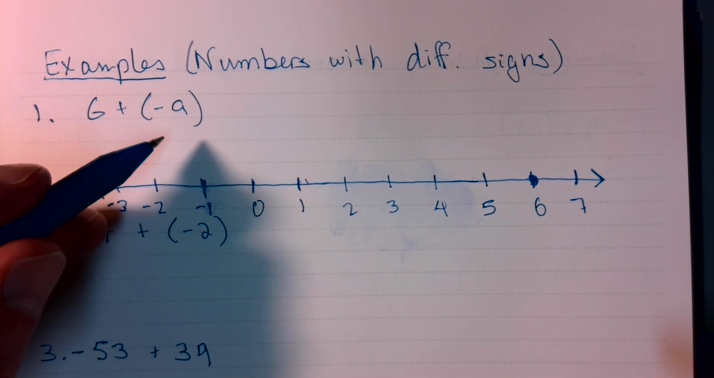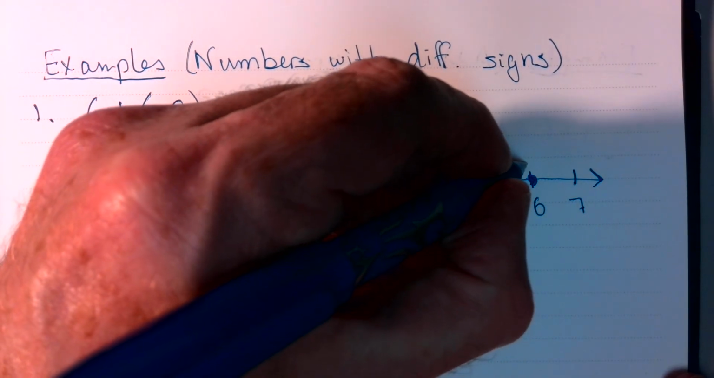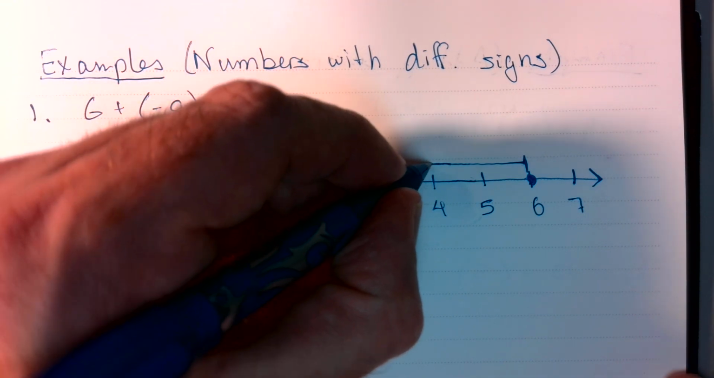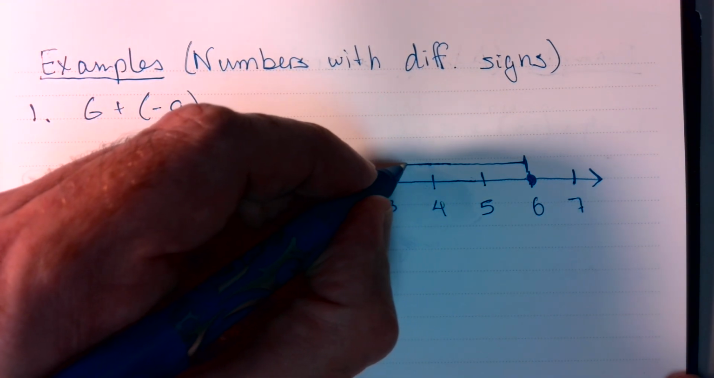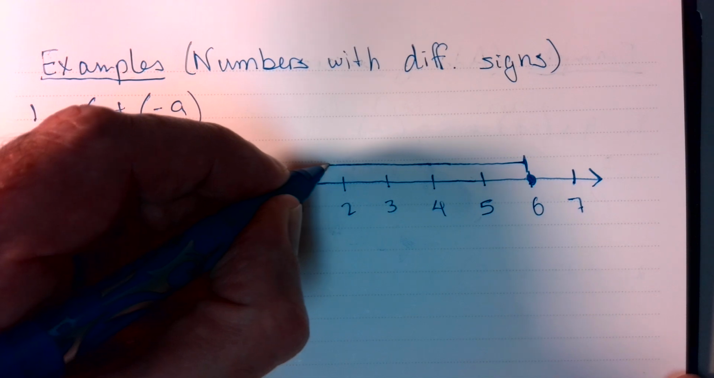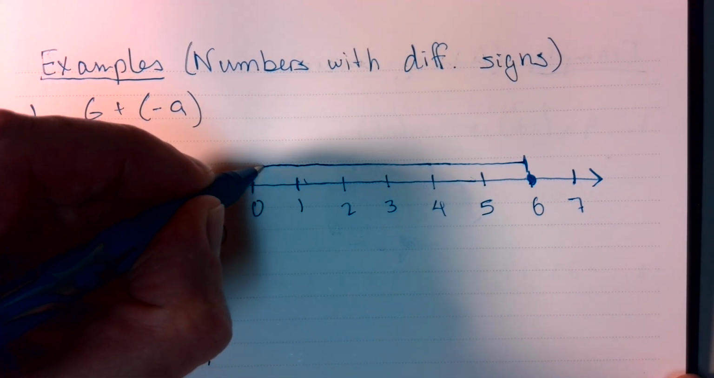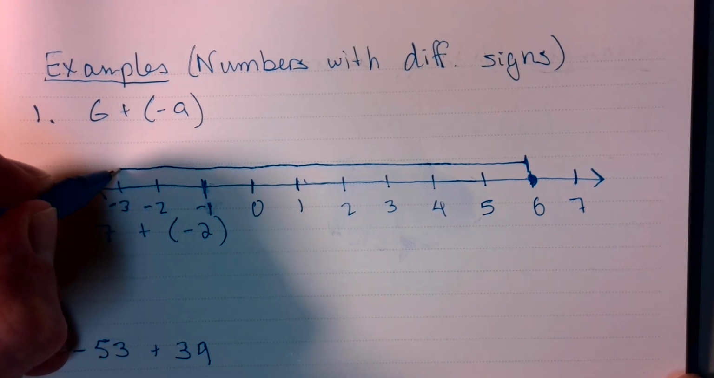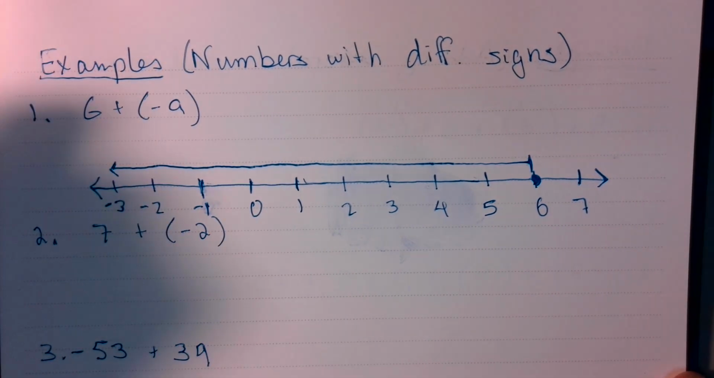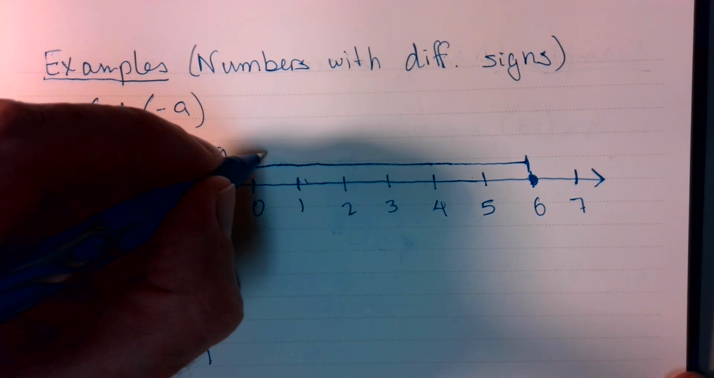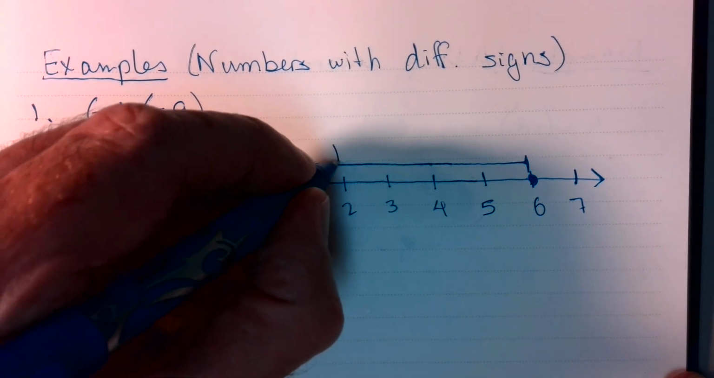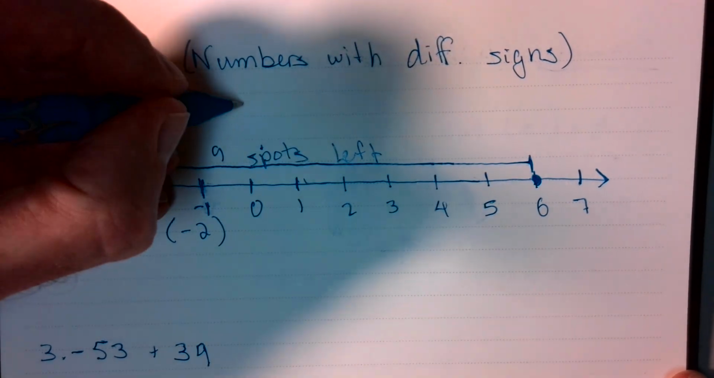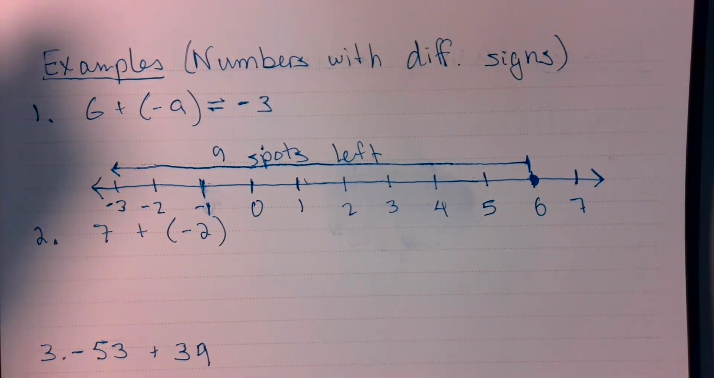So I'm adding a negative here. I'm going to move to the left. I'm going to start at 6, and I'm going to go to the left 9 spaces. So that's 1, 2, 3, 4, 5, 6, 7, 8, 9 spots to the left. And we can see from this picture, 6 plus -9 is -3.